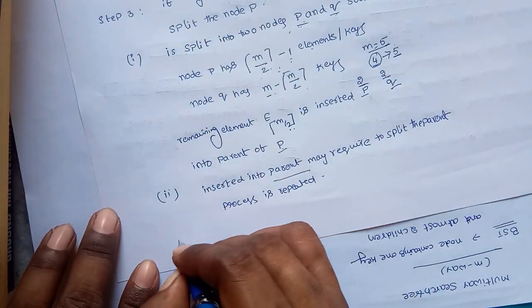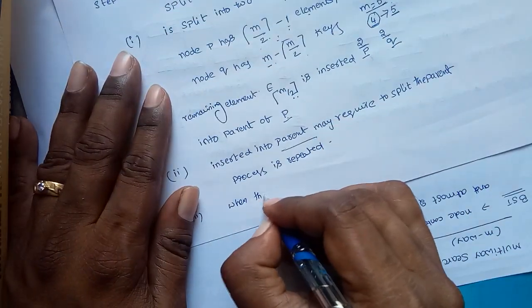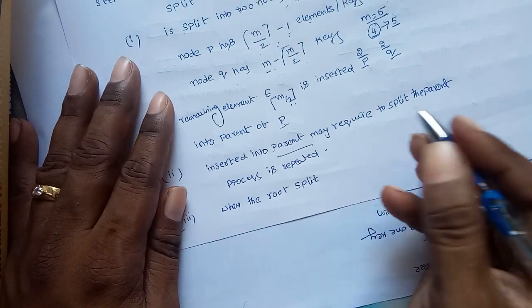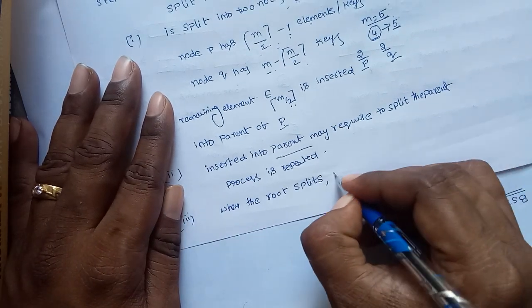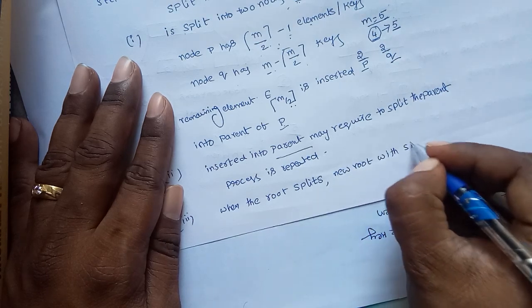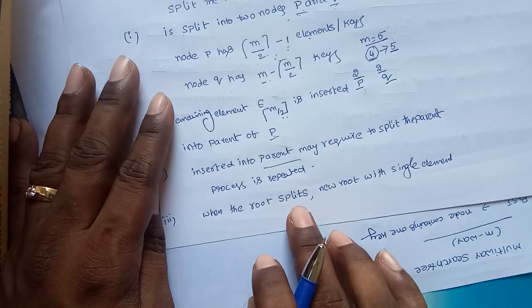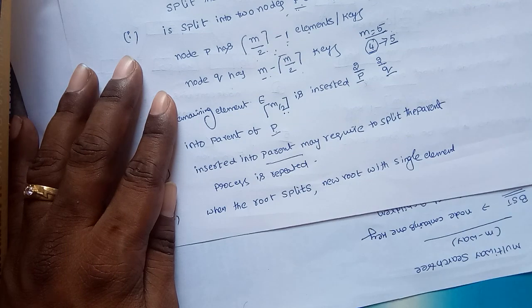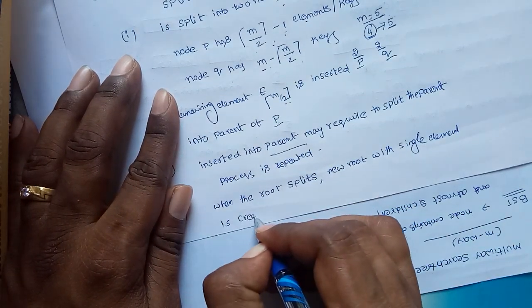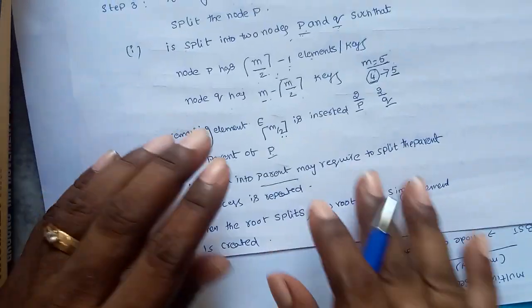Finally, suppose the root is also split. A new root with a single element is created, and the height of the B tree is increased by 1.